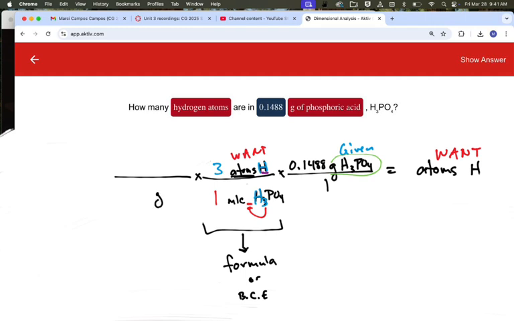If I'm given H3PO4, I want that to cancel again because that doesn't show up in my answer. And again, ideally, I want molecules of H3PO4. If this conversion factor exists, then I can plug in the numbers, punch it in, and I'm done. The problem is that grams is a large measurement, molecules is a small measurement.